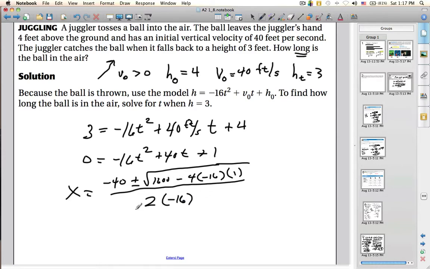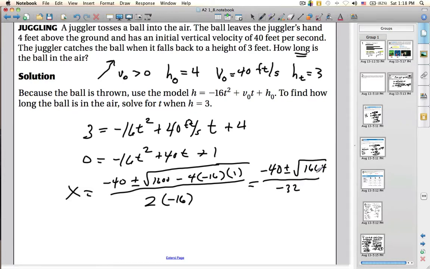So when you think about this and the values I've got, the plus and minus thing now feels very strange, because how could I have two different answers for time from the juggler throwing the ball up in the air and then catching it? How could I have two different times? And as you see, when the times work out, it will all make some sort of logical sense to you. So when I simplify, I'll have negative 40 plus or minus the square root of 1600 minus negative 64. So that's 1664 all over negative 32.